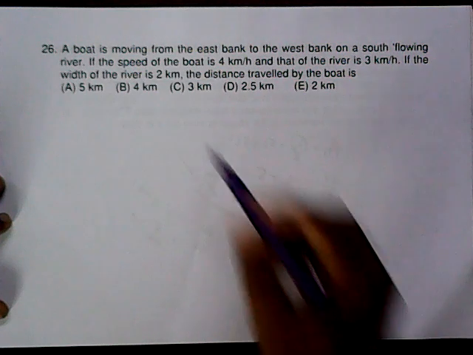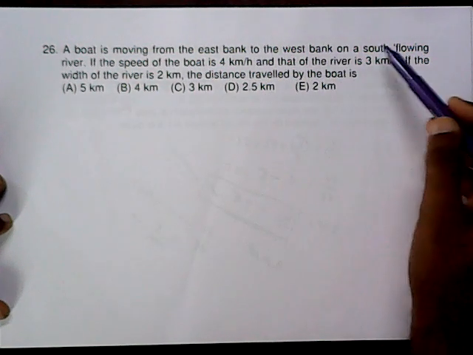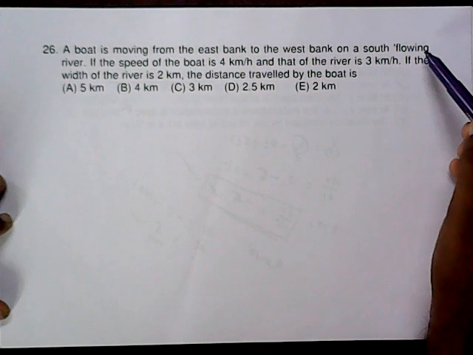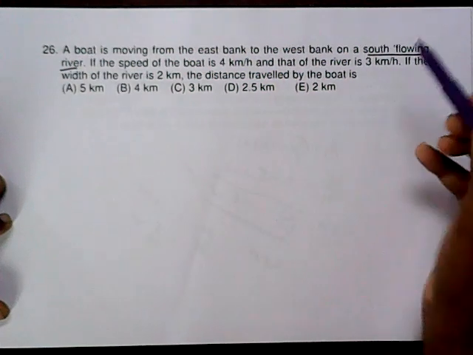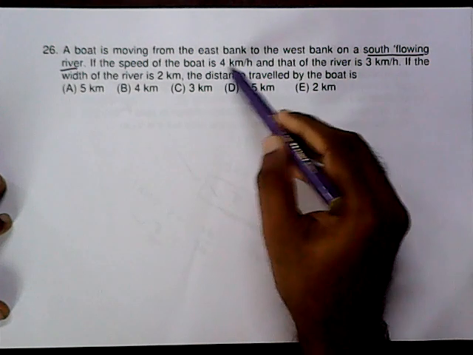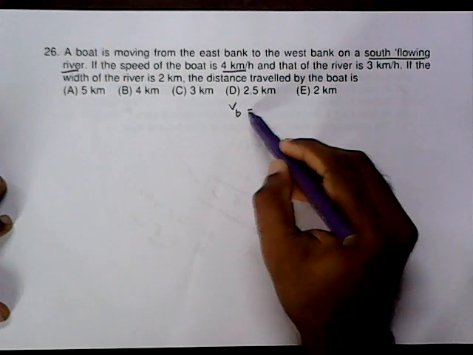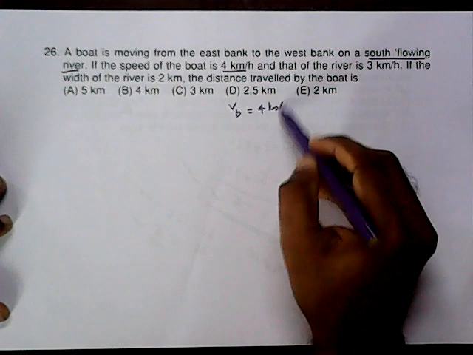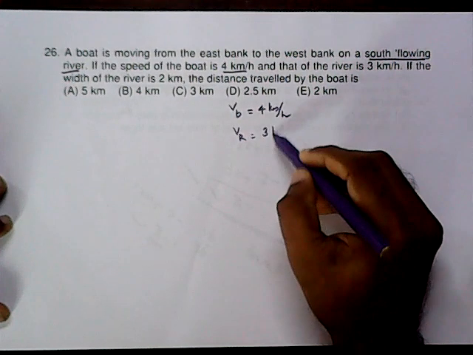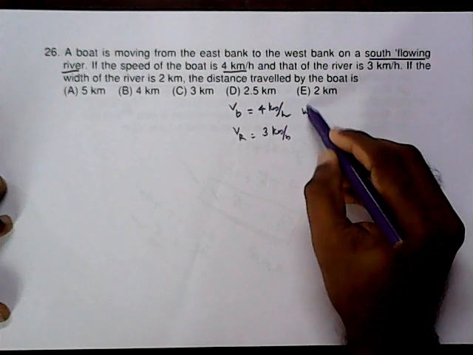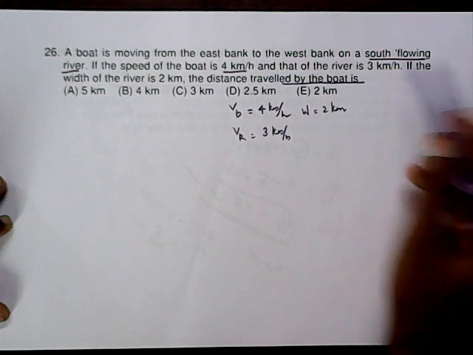A boat is moving from the east bank to the west bank on a south flowing river. So that river is flowing towards south. If the speed of the boat is 4 kilometer per hour, and that of the river is 3 kilometer per hour, and the width of the river is given as 2 kilometer, then the distance traveled by the boat is.